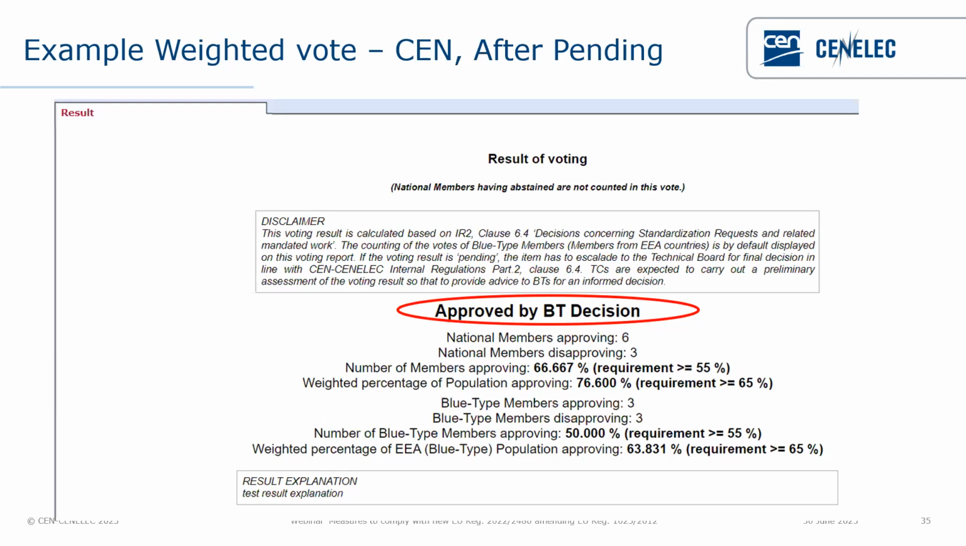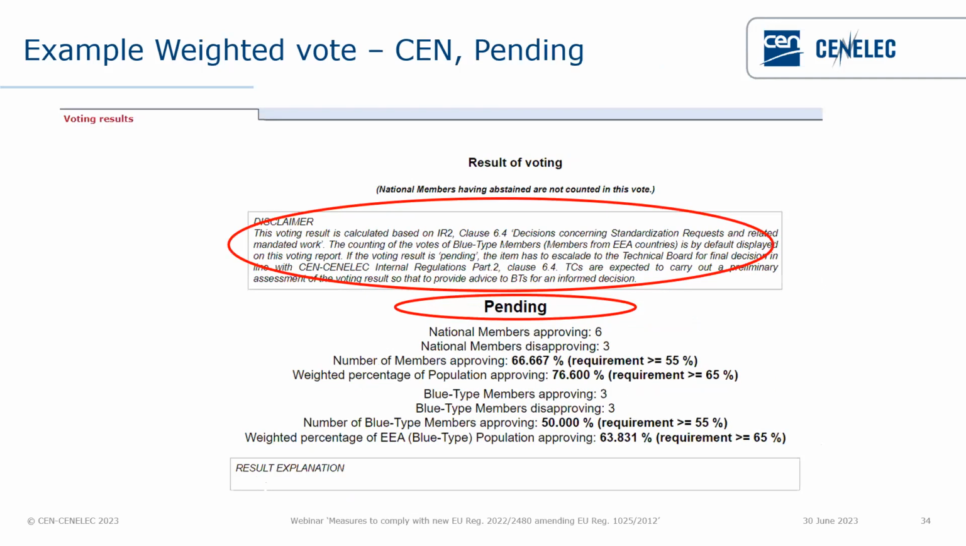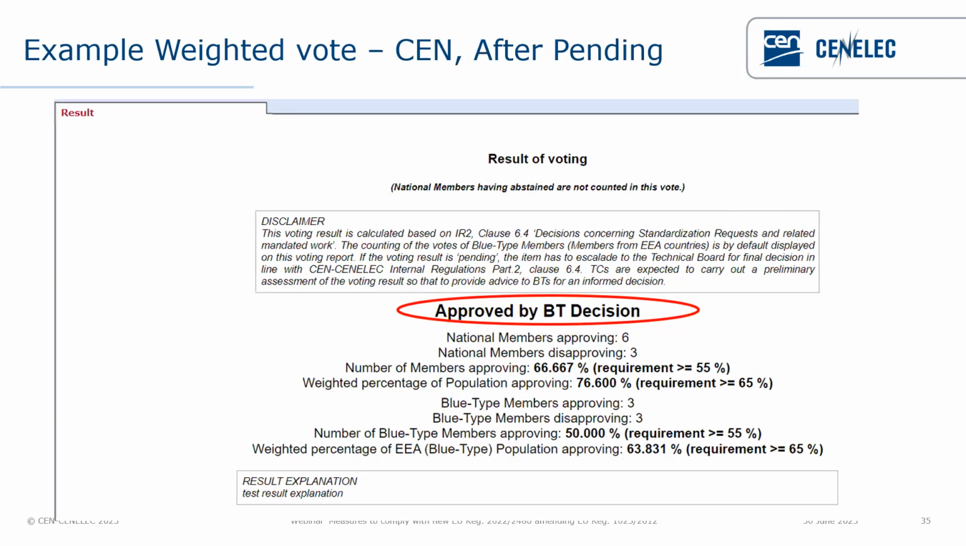And then this is how we look like in CEN after CEN BT will take a decision. And this is one of the novelty in how the voting result will appear. So you will find approved by BT decision. So approved by BT decision for an EN or a TS means that it was pending. The step before was pending, and then BT decide approved, of course, could also result into disapproved by BT decision.